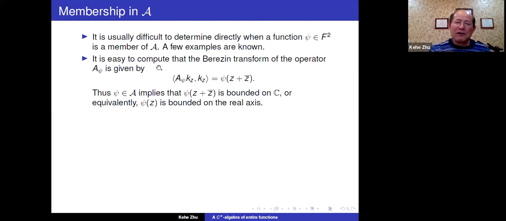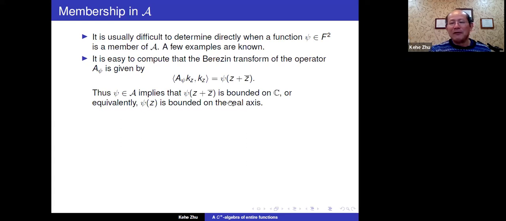The first remark I want to make over here is that I assume everybody knows the notion of the Bayesian transform. For the integral operator xi, if you calculate its Bayesian transform, it is going to be just psi of z plus z bar. Very easy, okay? And so if you know that psi is a bounded linear operator on the Fock space, that's exactly the same as membership for psi in A. A necessary condition is you need psi of z plus z bar to be bounded. And it turns out this condition is not true for most of the good functions.